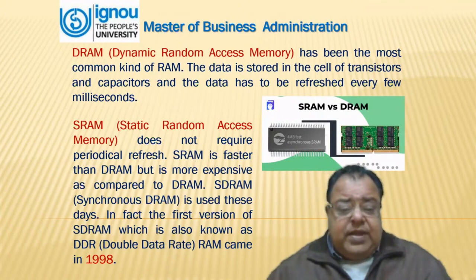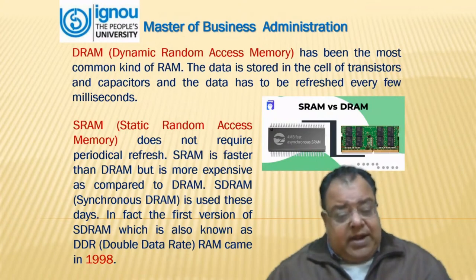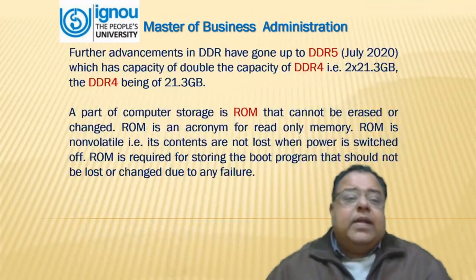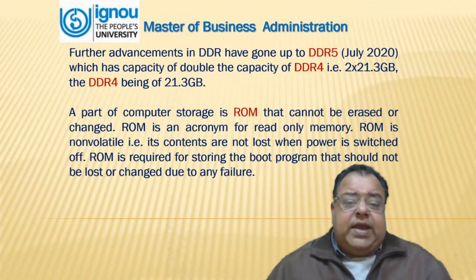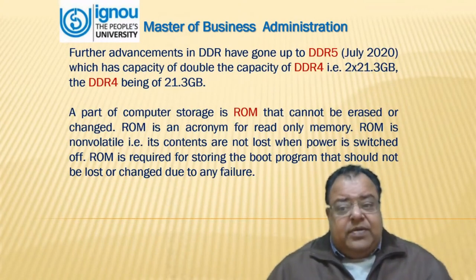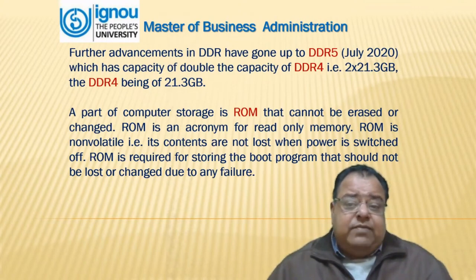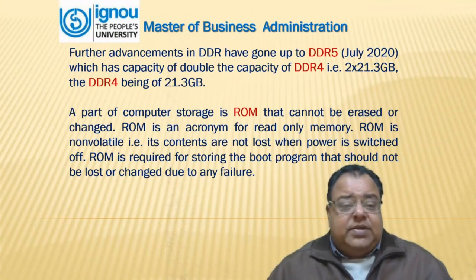SDRAM, that is synchronous DRAM, is used these days. In fact, the first version of SDRAM is also known as DDR, that is double data rate RAM, which came in 1998. Further advancement in DDR has gone up to DDR5, that is the latest till July 2020, which has double the capacity of DDR4. The DDR4 was 21.3 gigabytes.